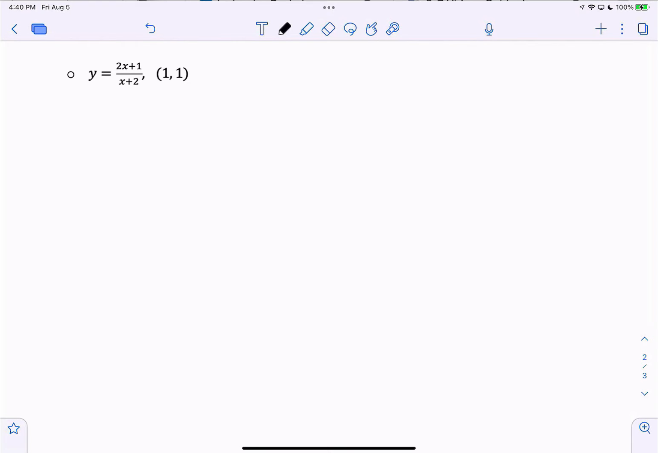This is a continuation of the topic from the previous video. Same instructions as before. Find the equation of a tangent line to y equals (2x + 1)/(x + 2) at the point (1, 1).